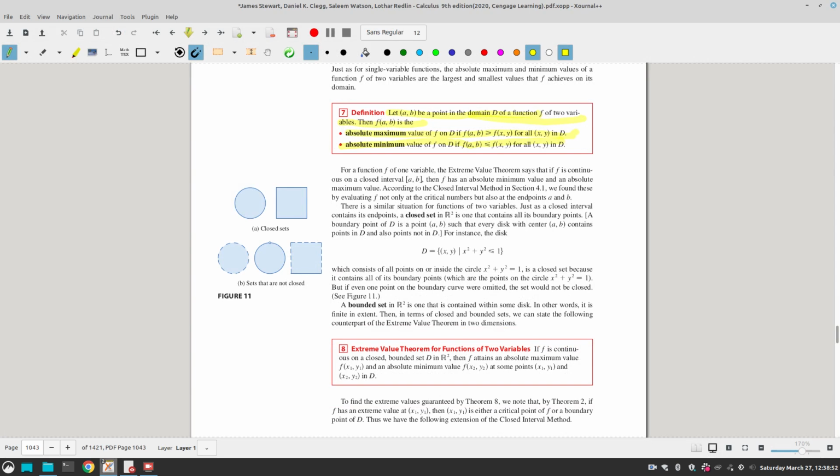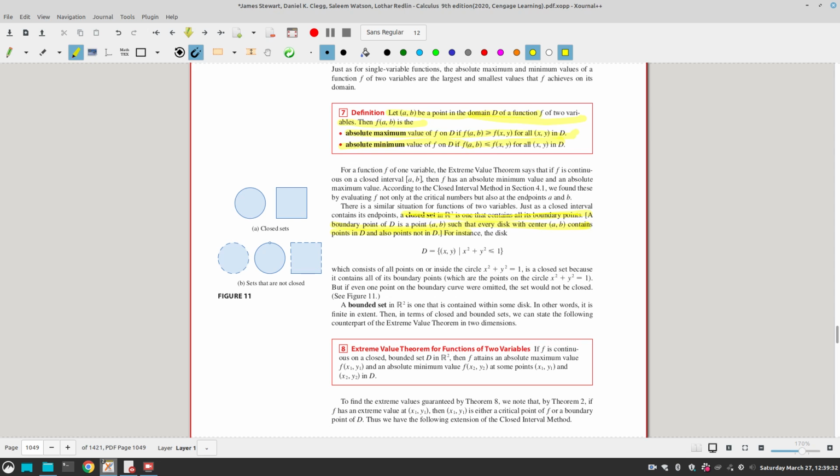So for example, these are not closed sets, but okay, I'll tell you what. A closed set is one that contains all its boundary points, right? So this disk and this square, they're closed sets because they contain the boundaries that they're on. Or for example, the disk. So the disk D, right?